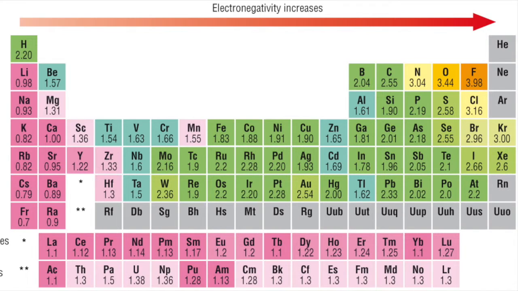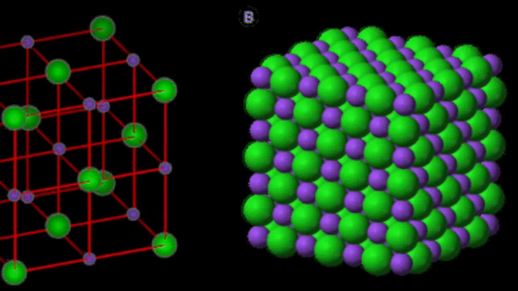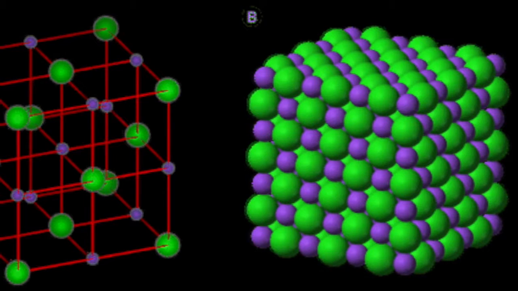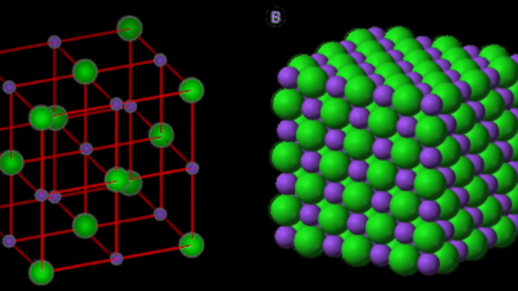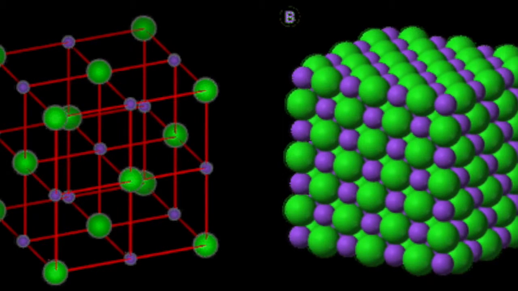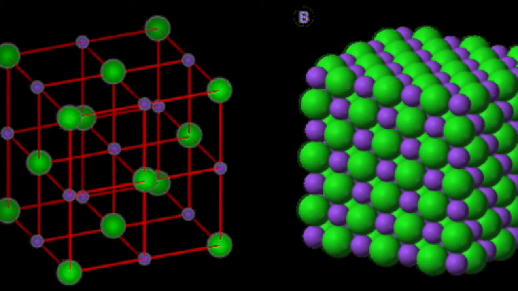When compounds are formed from ionic bonding, they create a crystalline pattern called a crystal lattice. Each positive ion is surrounded by negative ions and vice versa. Table salt is an ionic compound and a very good example of the crystalline lattice structure formed by ionic bonding.